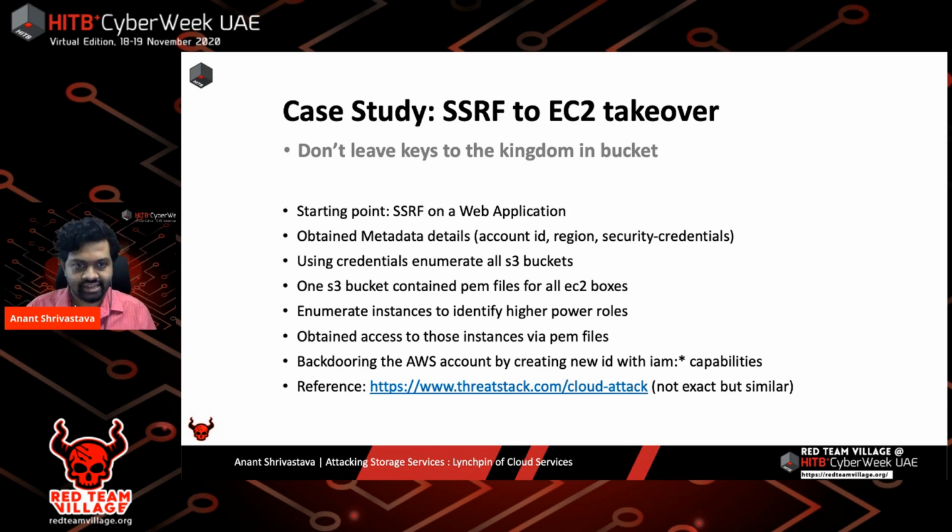When we looked inside it, we found around 200 different public key, private key pairs for different servers that this organization was running, clearly name-tagged with the server names. So all we had to do was extract a list of EC2 boxes, map the names with the PEM files, figure out which EC2 instance had a higher level access role, and then gain access to that box using the PEM file. And we were in a position where we were able to create an IAM:* level user.